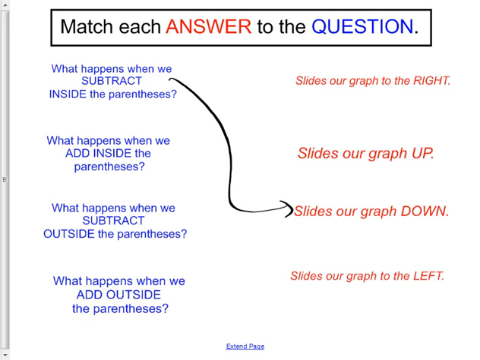I'll pause while you work on that. What happens when you subtract? It does go to the right, so it goes straight across. But don't think that they all just go straight across. That's what I thought at first.